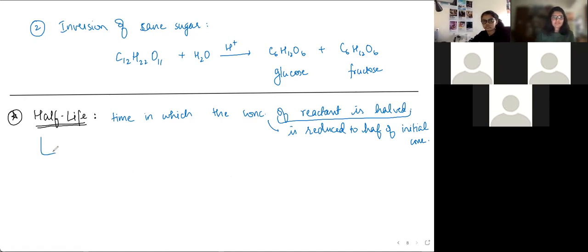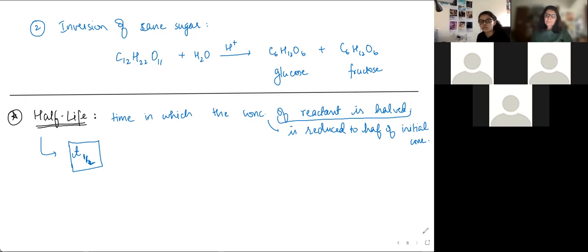So half-life is represented as T1 by 2. Wherever you come across T with 1 by 2 in the subscript, that's basically the half-life, the variable used to denote it. Now this whole section of half-life deals with how you find the half-life for a zero order reaction and how you find the half-life for a first order reaction. We'll derive the formulas, and the numericals will be like, half-life for this reaction is so and so, so what is the rate constant or the initial concentration.